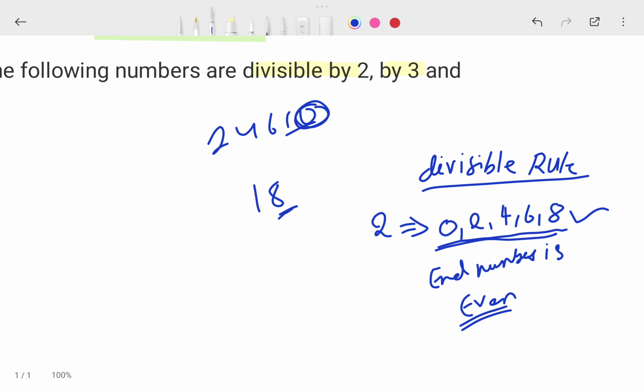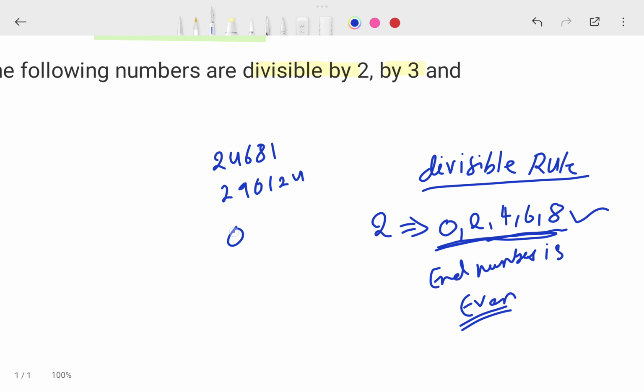So by looking at any number, how can you say it is divisible by 2? Because you have to check the last digit. If the last digit is 0, 2, 4, 6 or 8, then this number is divisible by 2. How? Let me tell you. Let's suppose this is given 24681. This is given 290124.